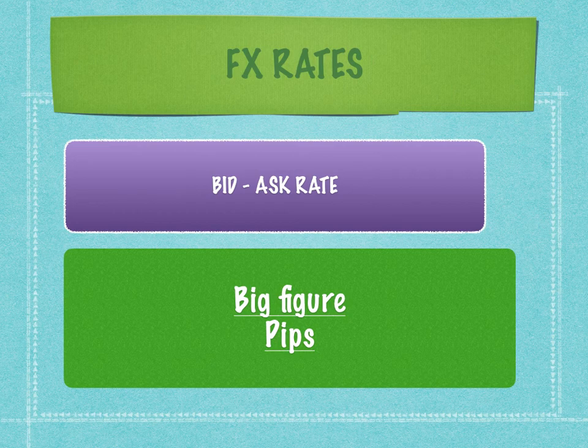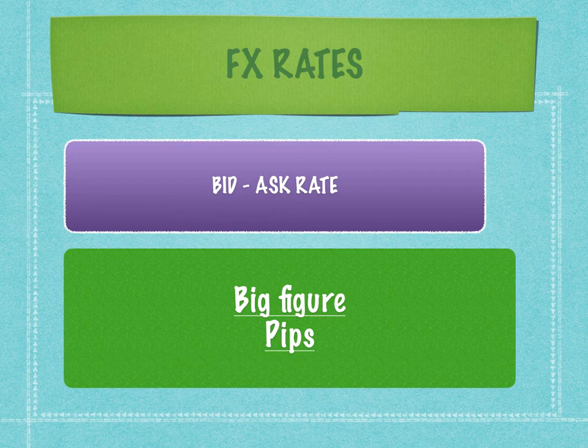Bid implies the rate at which the dealer who is giving the quotation is willing to buy the base currency. Ask is the rate at which the dealer is willing to sell the base currency. So currencies will always be quoted at rates at which the dealer is willing to buy as well as willing to sell.